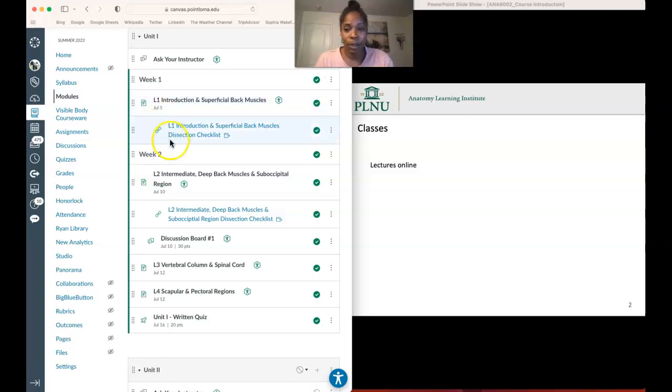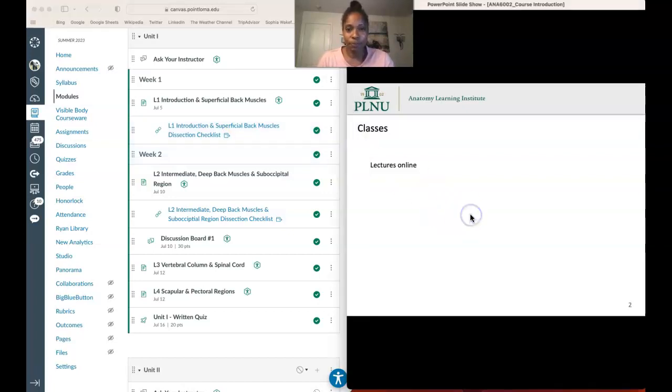And then we also have dissection checklists, which are going to be utilized in the lab to help guide you. What should you be looking for? What things should you be identifying while you're dissecting? Because we recognize that you can get lost in dissection, right? So the goal is to make sure you're not getting lost in the dissection.